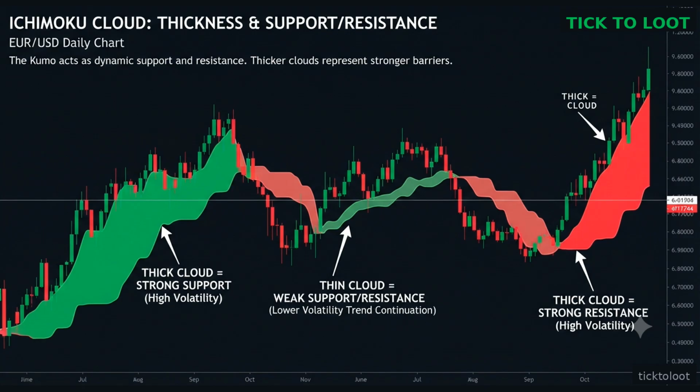This is because a thicker cloud is formed by a greater distance between the Senkou-span A and B, indicating a stronger trend. A thinner cloud, on the other hand, is formed by a smaller distance between the Senkou-span A and B, indicating a weaker trend.